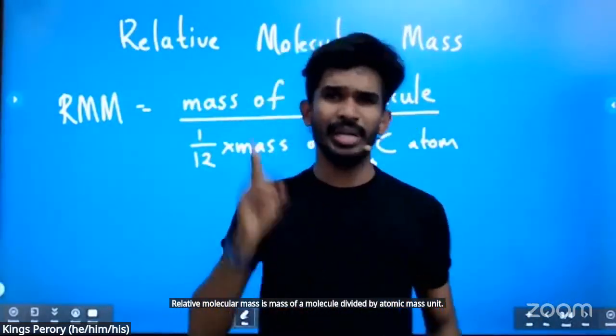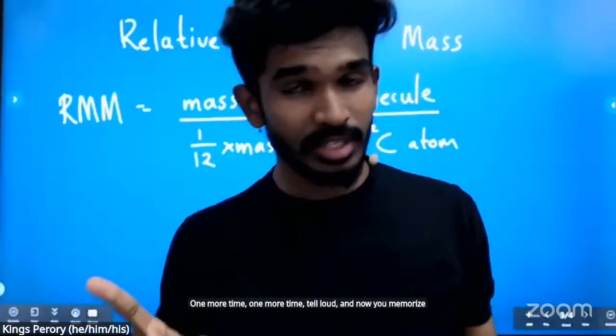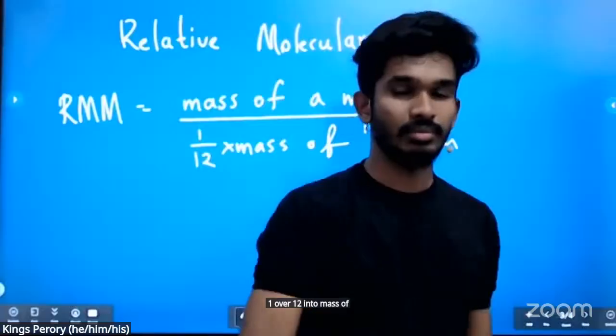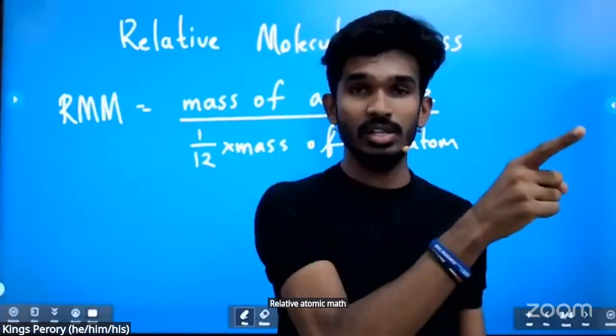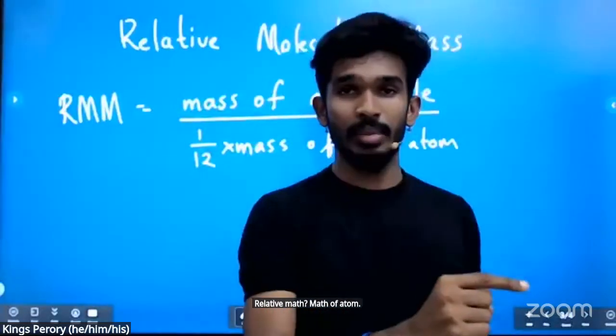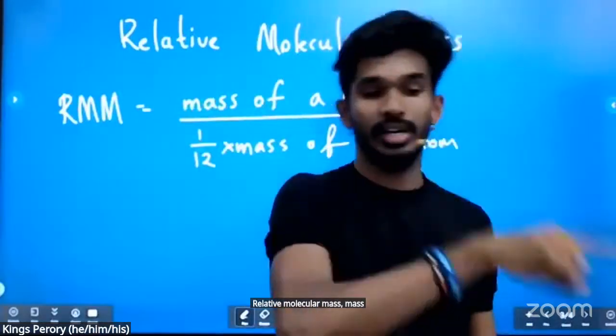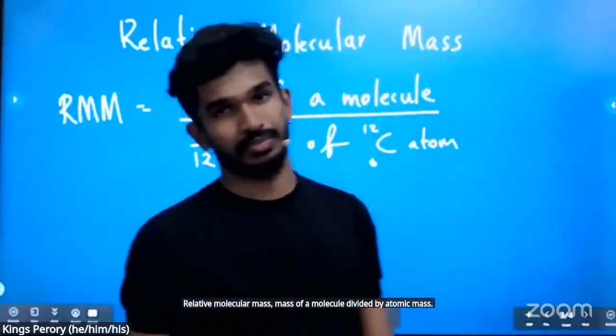One more time. Say it loud. Now you memorize. Atomic mass unit: 1 over 12 into the mass of a carbon-12 atom. Relative atomic mass: mass of an atom divided by atomic mass unit. Relative molecular mass: mass of a molecule divided by atomic mass unit. Basically, you compare.